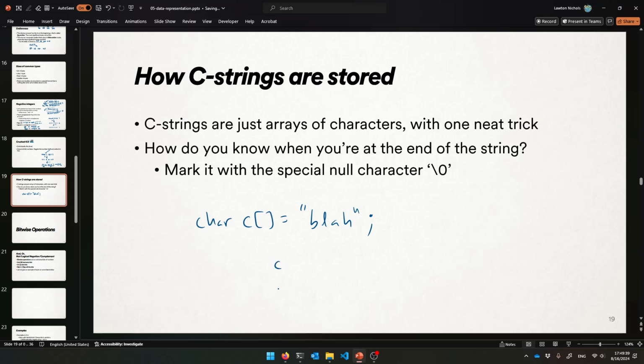All right. It looks like this in memory. So every character takes up a byte. So you've got the B character, a byte for the L character, a byte for the A character, a byte for the H character.